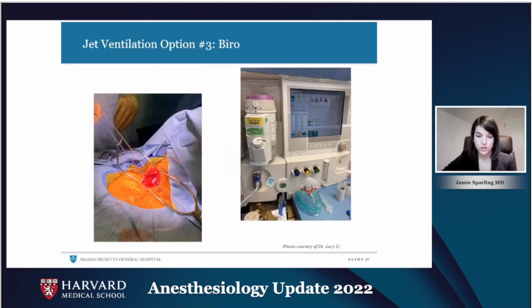Here are two illustrations. On the left, the surgical field, you can see that the Biro catheter provides an adequate view for the surgeons during their exposure and while they're placing their anastomotic sutures. On the right is shown our anesthesia machine, where you can see our CO2 sampling line, where we have a relatively reliable tracing.